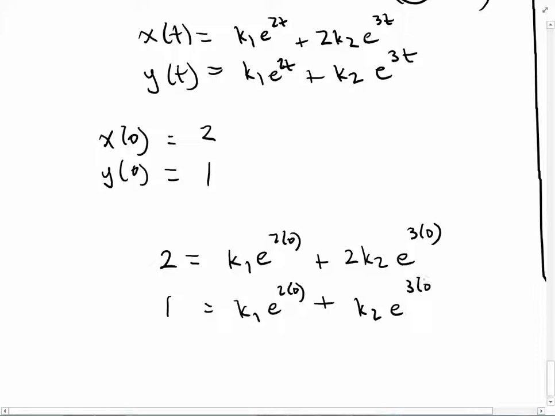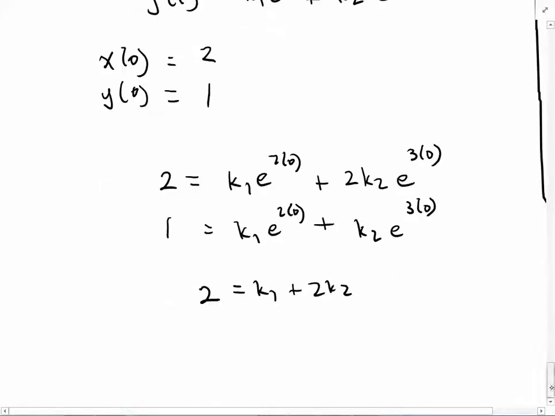And so that gives us two linear equations. 2 is equal to k1 plus 2k2, and 1 is equal to k1 plus k2. Well, these are fairly easy to solve because you can solve the first equation for k1 and plug it into the second equation and solve for k2. But I'm going to give you a much simpler way to do this.